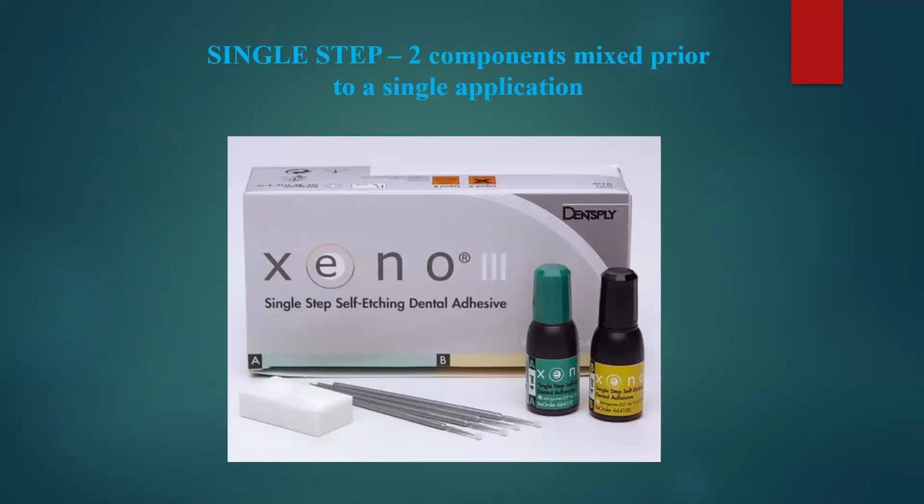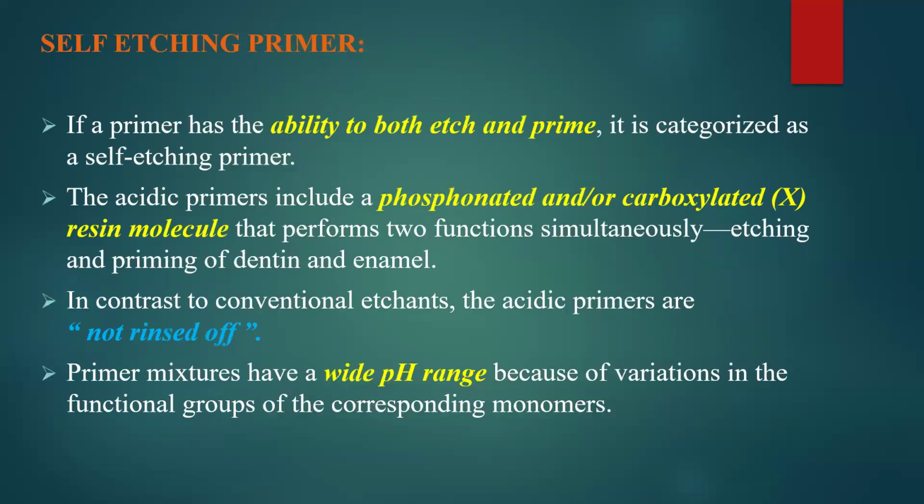Single step, which should be mixed prior to the application, and it includes the single step self-etching dental adhesive. The self-etching system: if a primer has the ability to both etch and prime, it is categorized as a self-etching primer. The acidic primer includes a phosphonated or carboxylated resin molecule that performs two functions simultaneously, etching and priming of the dental enamel. In contrast to conventional etchants, the acidic primers are not rinsed off.